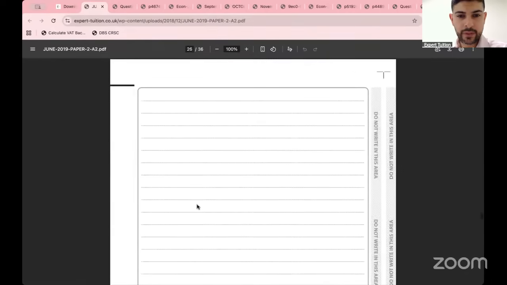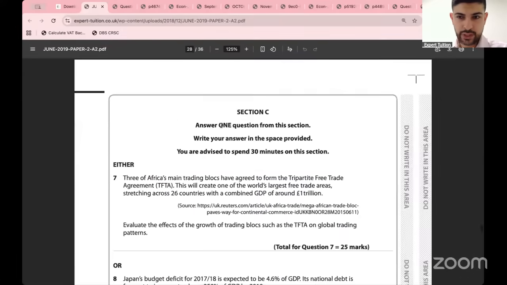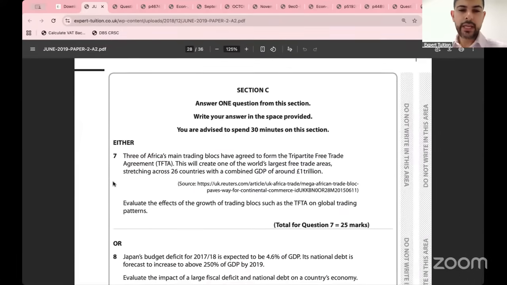All right. So 2019 has a question which is very much disgusting. Number seven. It says, three of Africa's main trading blocs have agreed to form the Tripartite Free Trade Agreement, TFTA. This will create one of the world's largest free trade areas, stretching across 26 countries with a combined GDP of around 1 trillion pounds. Cool.